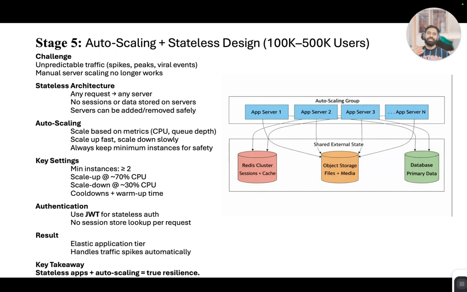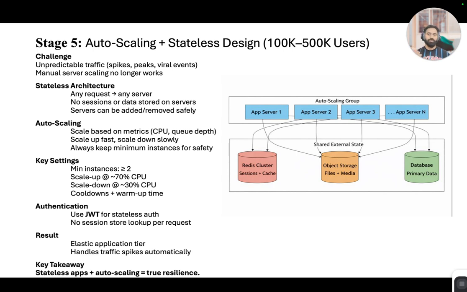So when traffic increases, a new server starts, the app boots up, it connects to the shared services like the DB and Redis, which we talked about in the earlier stages, and then it registers with the load balancer and immediately starts serving the traffic. So no manual work, no downtime.